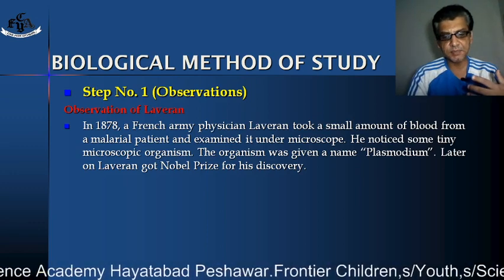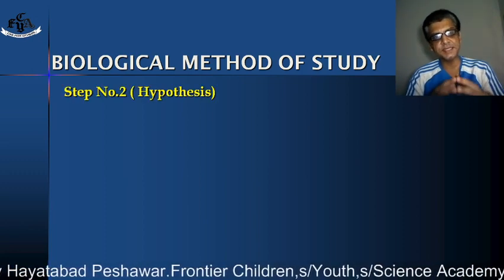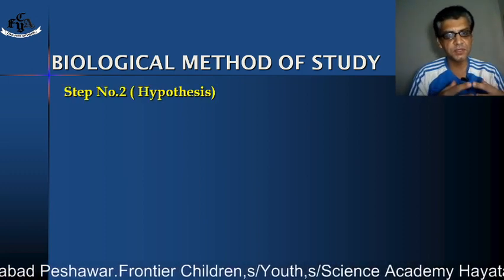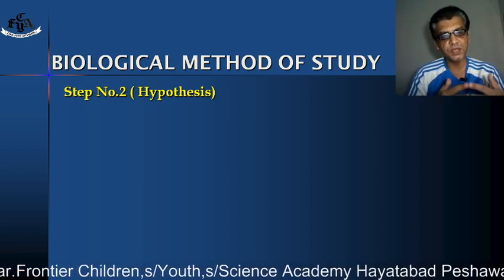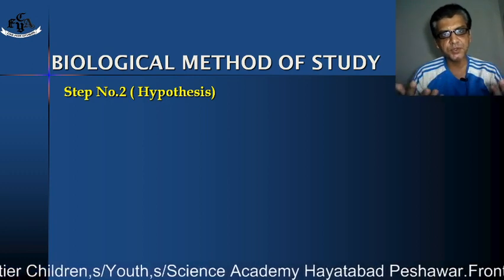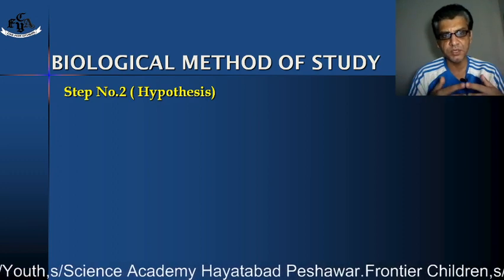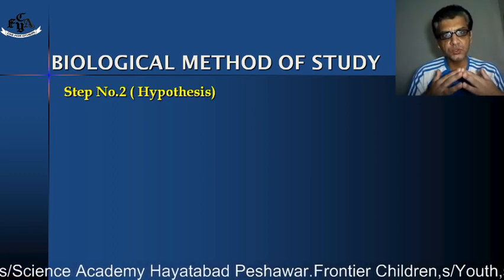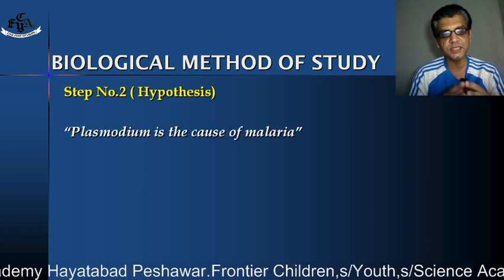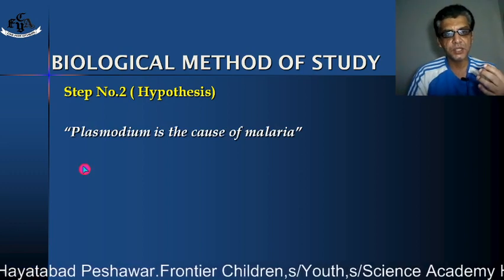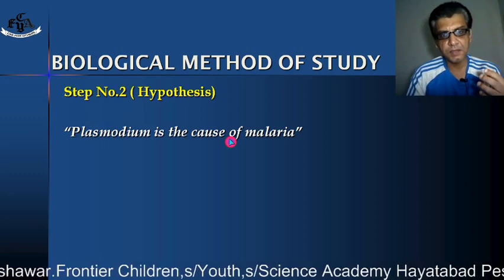The next step is hypothesis. A hypothesis is a tentative possible answer to the problem, and it is concluded from the observation. As we discussed last time, it may be true or it may be false. So the hypothesis in this case was that Plasmodium is the cause of malaria.